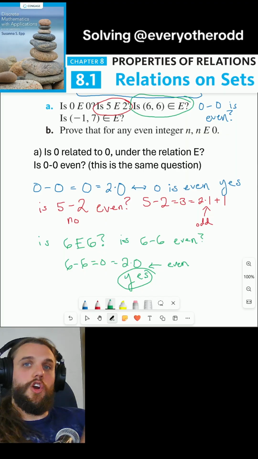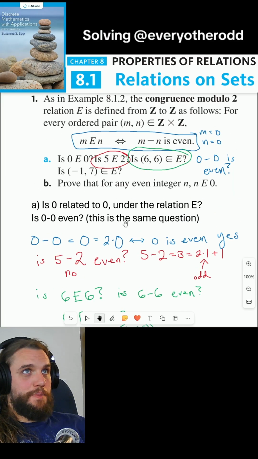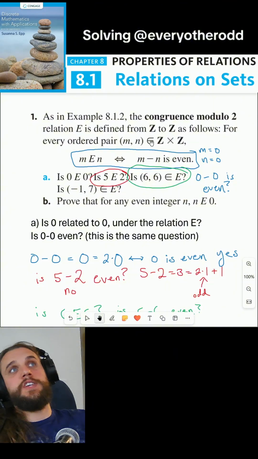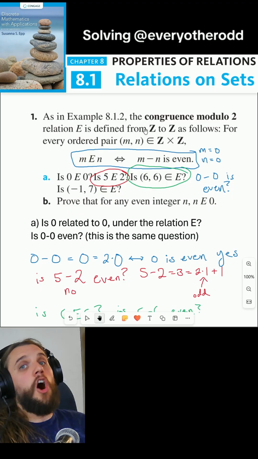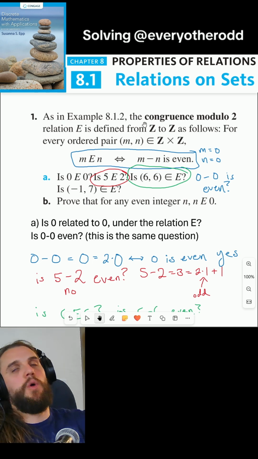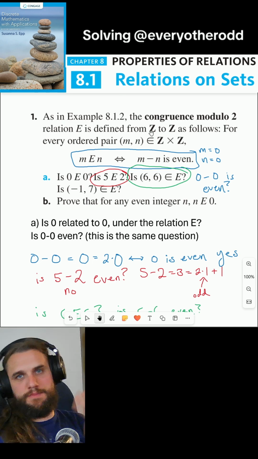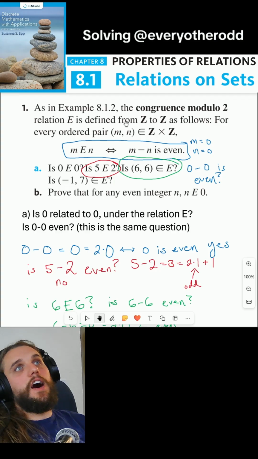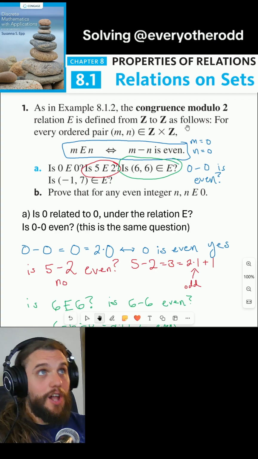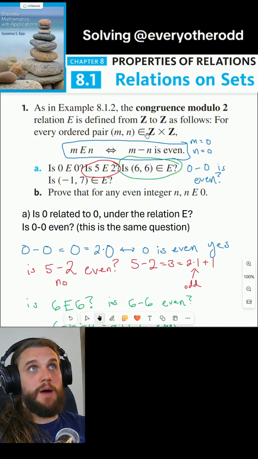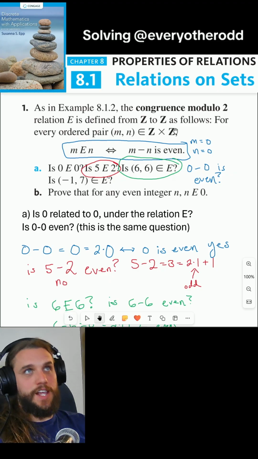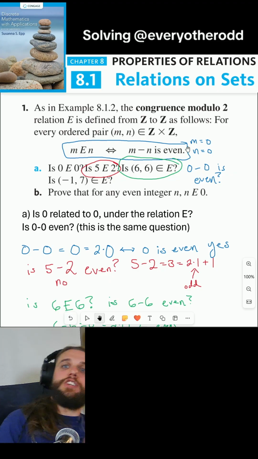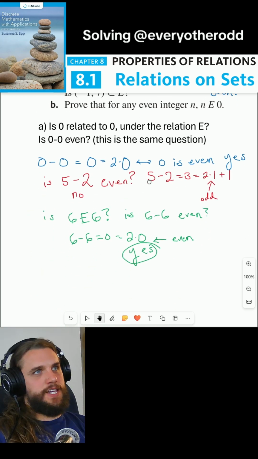Yes, the ordered pair, let me scroll up here. The ordered pair is an element of Z cross Z. Z cross Z is the set of all ordered pairs where the first element and the second element are both integers. This is the lattice, to put it another way. But the relation E is defined from Z to Z as follows. For every ordered pair M, N, in the set Z cross Z, that's a set of ordered pairs. So this is just a different notation, but it really just means the same thing. Is 6 related to 6?